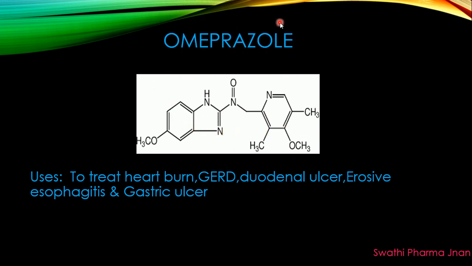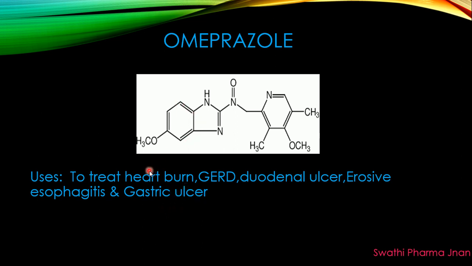So here "azole" indicates benzimidazole, that is one clue for you. Next, "pir" indicates pyridine is present, and "ome" indicates methoxy groups are present. Uses are to treat heartburn, gastroesophageal reflux disorder, duodenal ulcer, erosive esophagitis and gastric ulcer. For all these conditions we can use omeprazole.